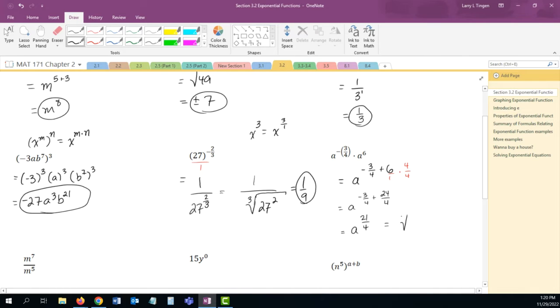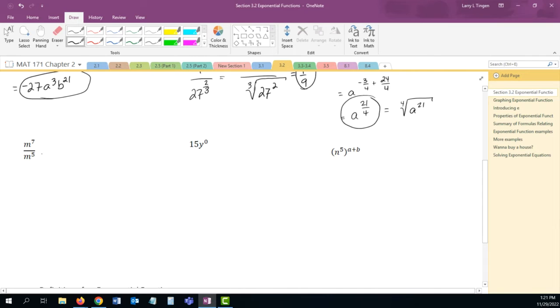This is also the 4th root of a to the 21st, but I have a feeling that's where you're going to want to stop. Okay, but they both mean the same thing. All right, really just working on driving that point home. That denominator of a fractional power is the index of the root.